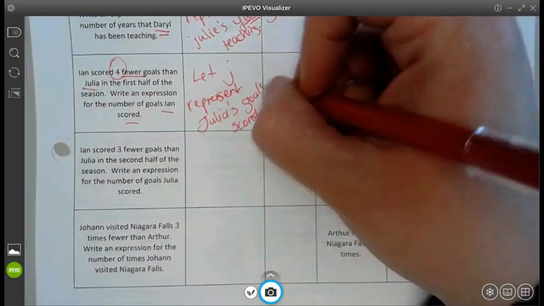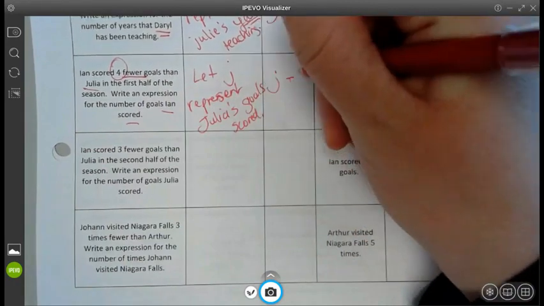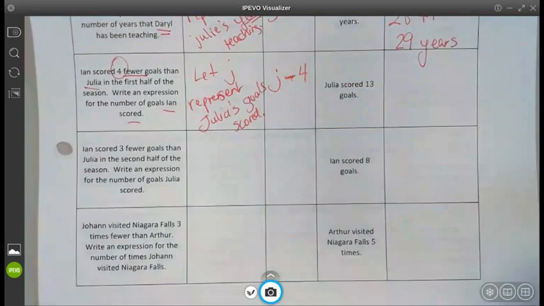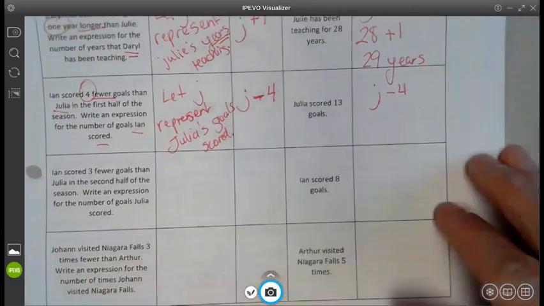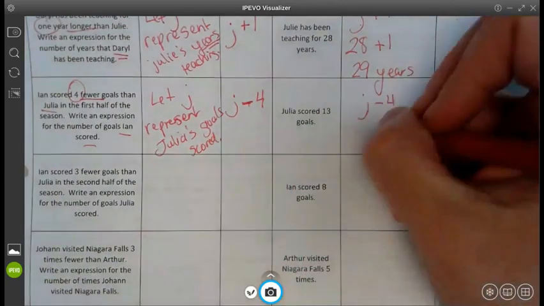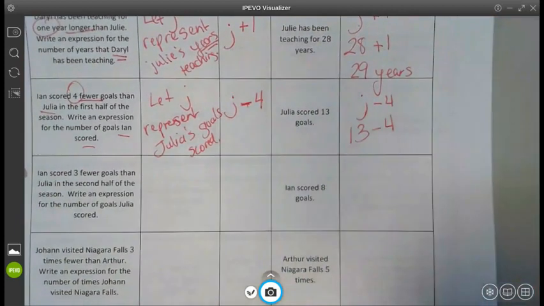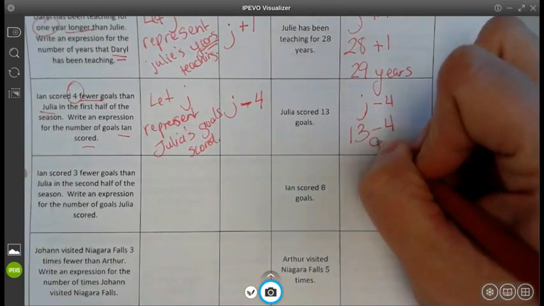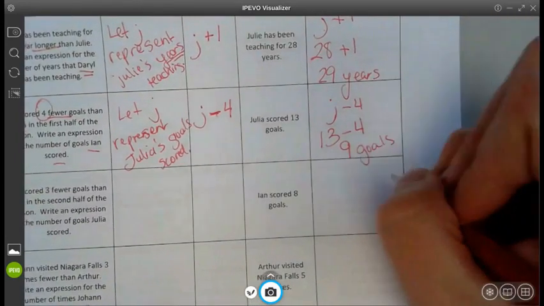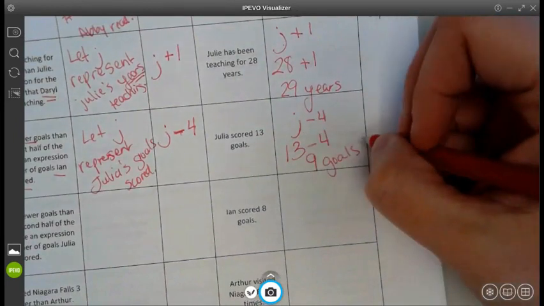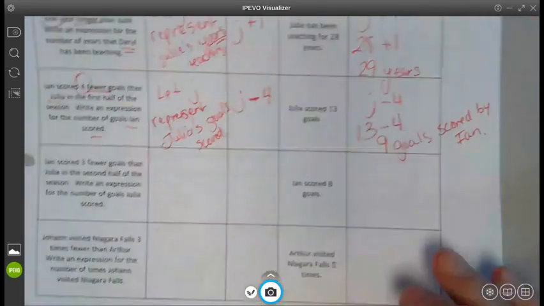Okay, so if Ian scored 4 fewer than Julia, then that's going to be Julia's goals take away 4. That's a subtraction symbol. Now we can solve. This is our expression. We're going to substitute in Julia scored 13 goals. So our 13 takes the place of our J. We're taking away 4. And 13 take away 4 equals 9 goals scored by Ian. Okay, and look what it does on the next one.